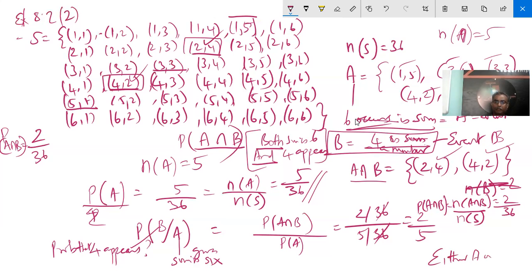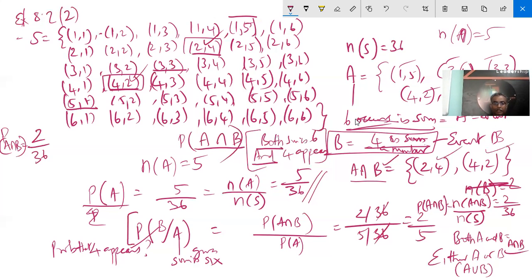Either A occurs or B occurs means A union B. Both A and B occur means A intersection B. You remember this from 9th and 10th standard. So here you are writing A intersection B. It is both the sum is 6 and 4 is appearing, so that probability is 2 by 36.